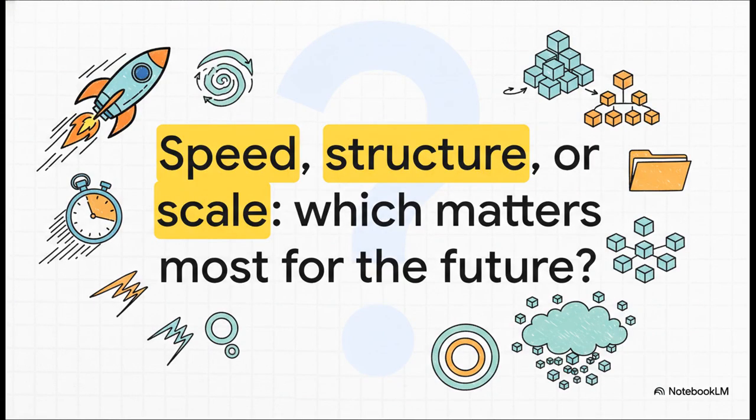So as we wrap this up, I want to leave you with a final thought. This whole balancing act between speed, structure, and scale has defined the entire history of data storage. But as we move into an era where we're generating more data than ever before, which one of those do you think will be the most critical? Which trade-off is going to define the next generation of our digital world?